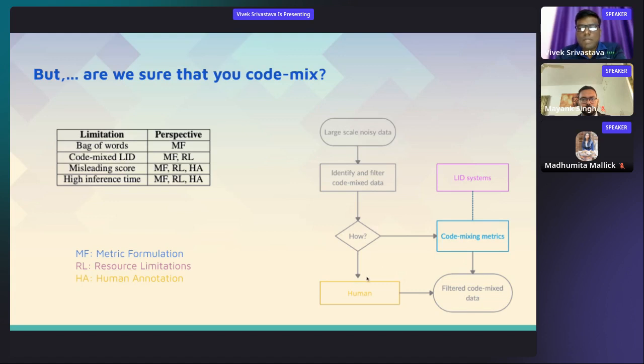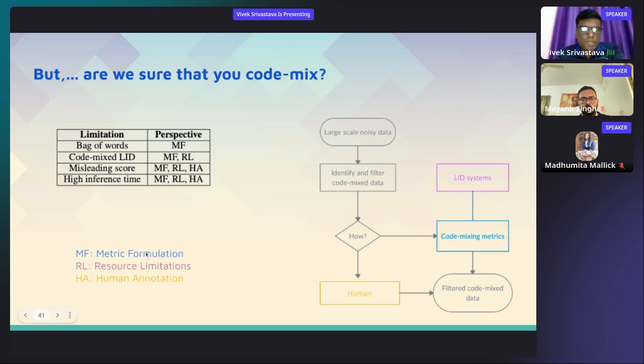There are two paths that you can take in general. The first one is you employ the human annotators, and the second one is you employ the code mixing matrix. So you pass the sentence through a code mixing matrix, and you ask what is the score, and based on that you do a thresholding, and then you say that okay, if I'm getting a score greater than 5, the sentence will be code mix, and I will filter it out. And these code mixing matrix, they actually depend heavily on these LID systems. So by LID system, I mean language identification tools that we have, and that is where all the problem is.